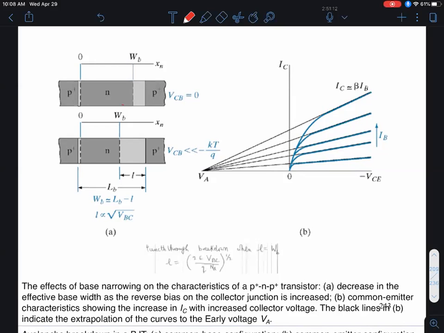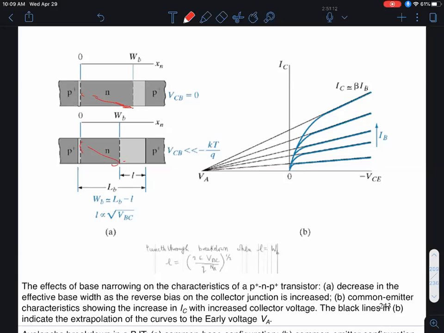charge distribution is going to go down to 0 earlier and earlier, right? Because the neutral base region, which is this dark shaded region, becomes narrower and narrower. If that happens, what happens to the gradient of this charge distribution with increasing VCB? Obviously, it gets steeper, right? And if it gets steeper, the collector current would increase. And that's what's shown on the right-hand side.